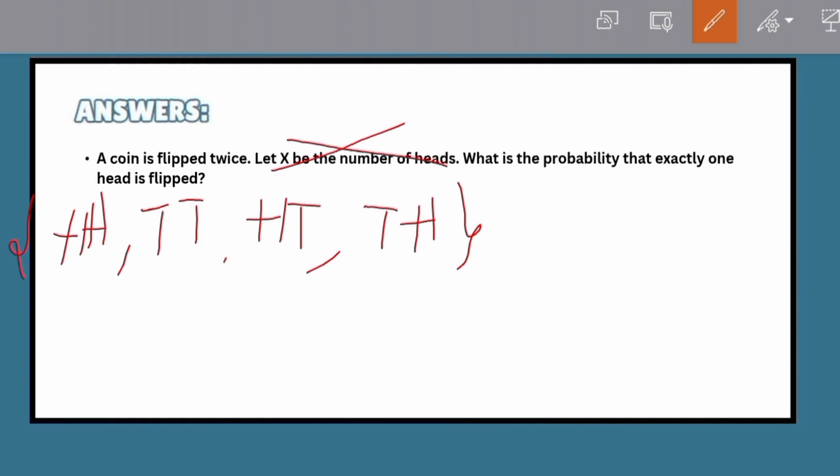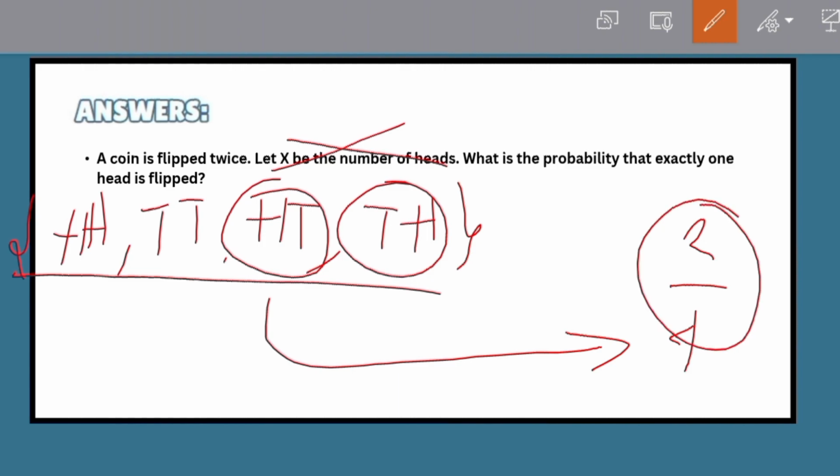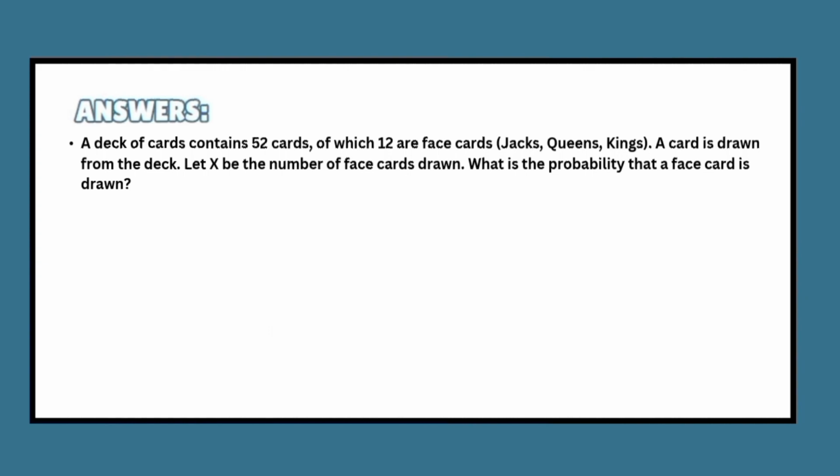So we have 4 sample spaces, which is the denominator, and we're looking for the probability of it happening. So we have 4 events, right? And in these, there are 2 probable outcomes where exactly one head is present. So the probability of exactly one head is 2/4, or if we simplify, 1/2. So we have a probability of 1/2, or 50%, of getting exactly one head flipped.